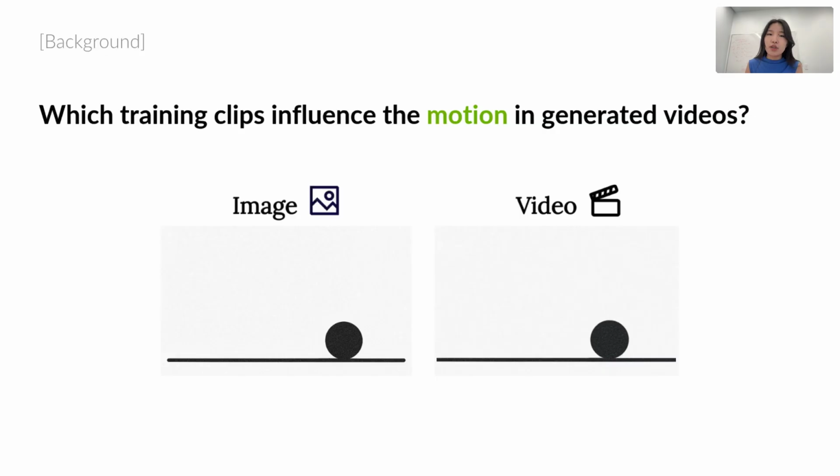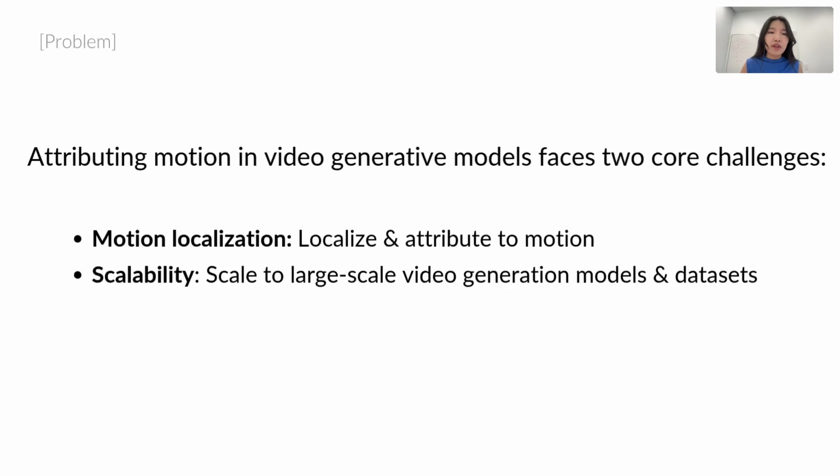As we know, motion is a defining element of video. Unlike image generation, video must capture how objects move, interact, and obey physical constraints. So, attributing motion in video generation models mainly faces two core challenges. First, motion localization. We need to localize and attribute to motion. And second, scalability. Video generation models and datasets are usually massive, and naive influence approaches are computationally intractable.